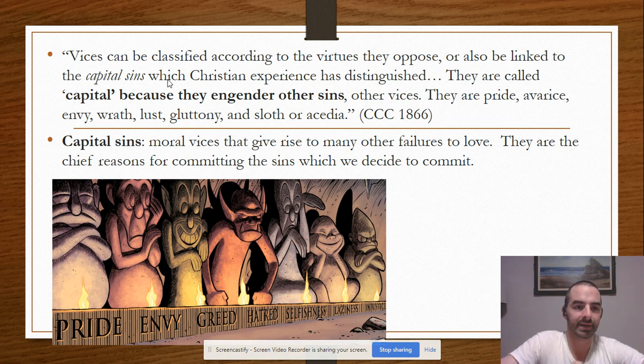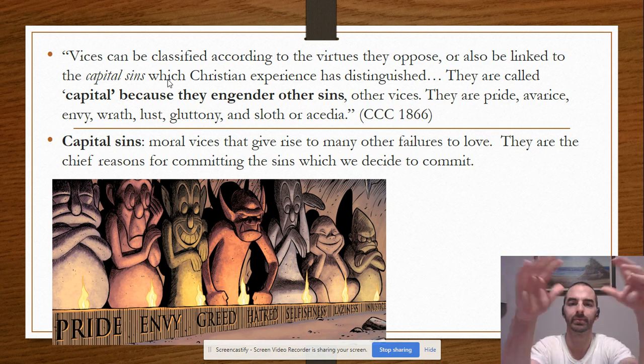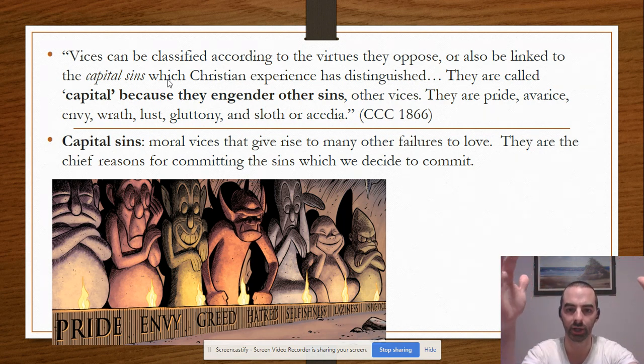And we get from the catechism right here. Vices can be classified according to the virtues they oppose, or also be linked to the capital sins which Christian experience has distinguished. They are called capital because they engender other sins. Engender means encompass, include in other sins. Pride, avarice, envy, wrath, lust, gluttony, sloth, or lascivia.